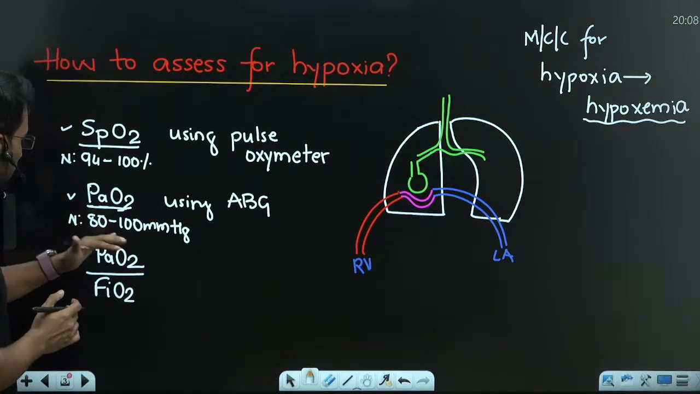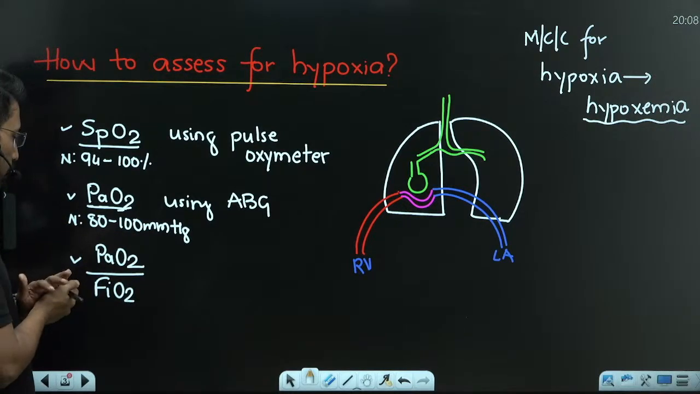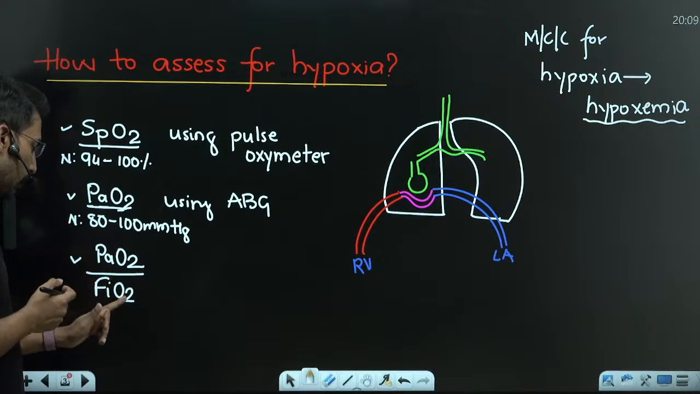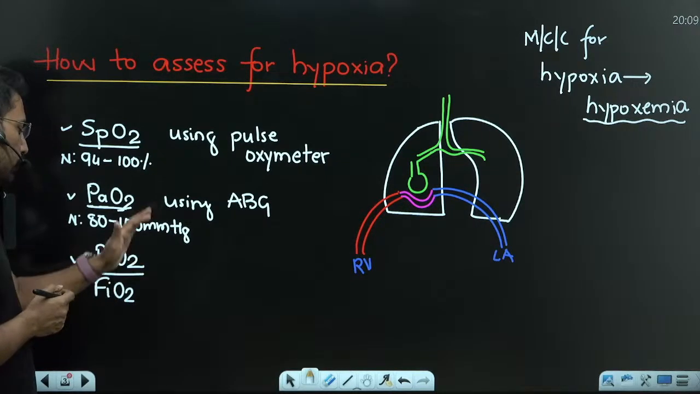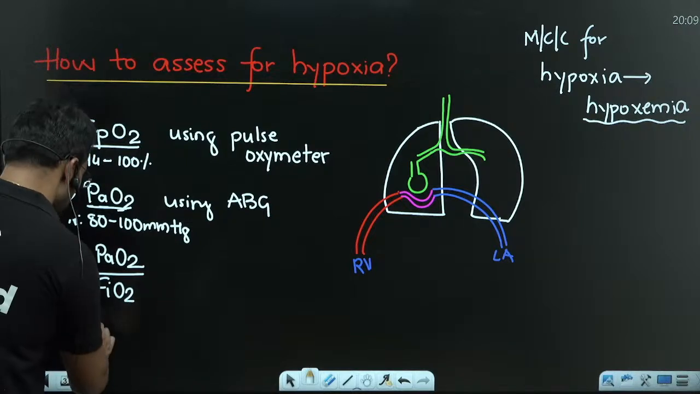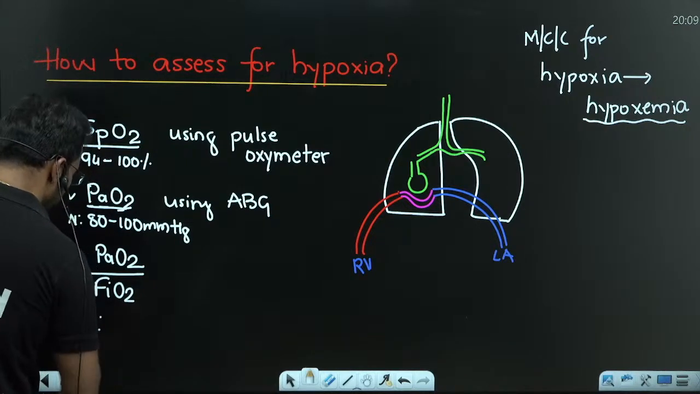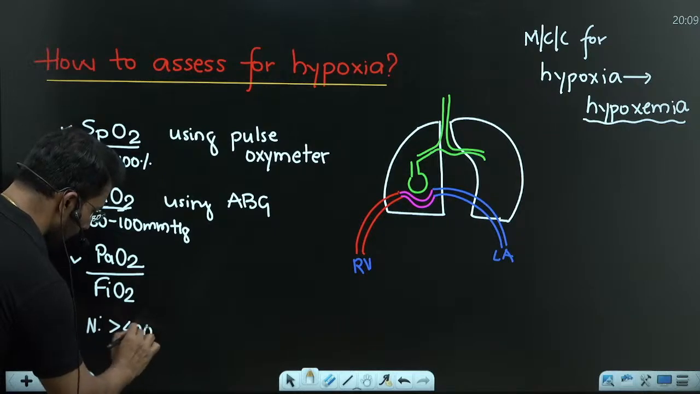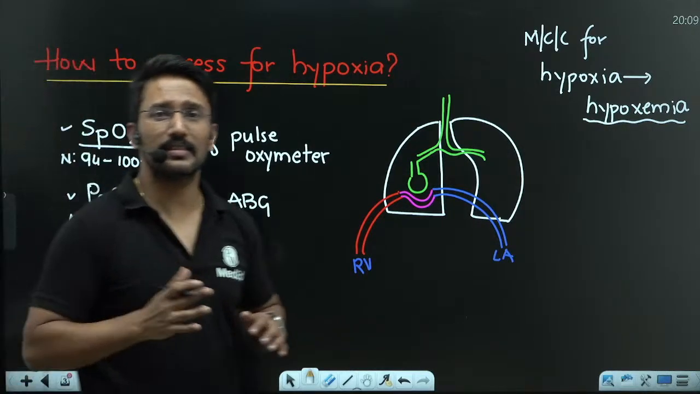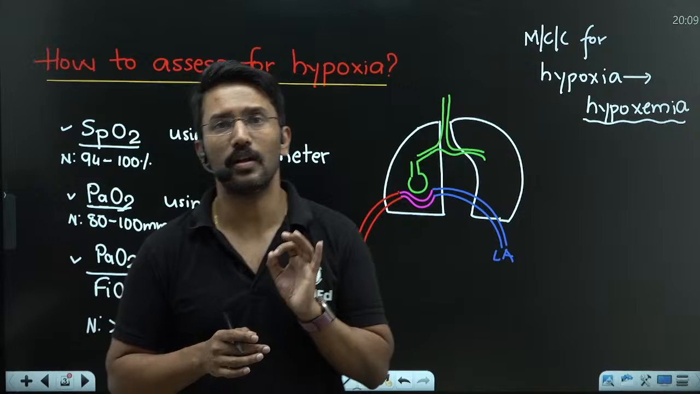Okay. When we look at the PaO2 by FiO2 ratio, PaO2 will depend on the FiO2. In a normal condition, as FiO2 goes on increasing, PaO2 should also go on increasing. So the normal ratio of PaO2 by FiO2 is more than 400. It is more than 400. When it is less than 300, we clearly know that the patient has got hypoxemia.